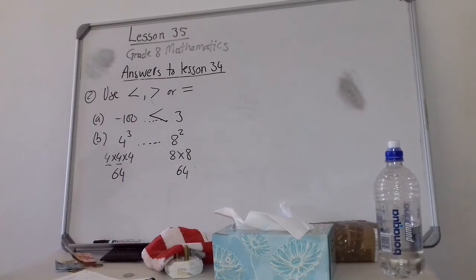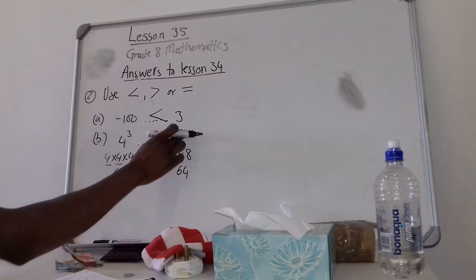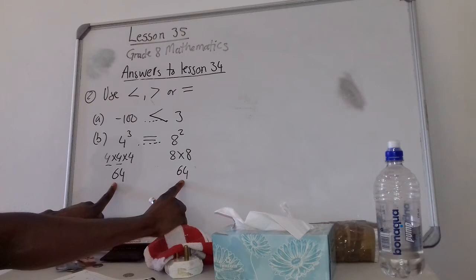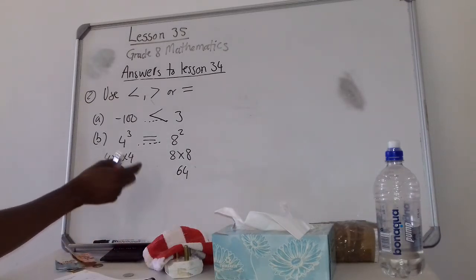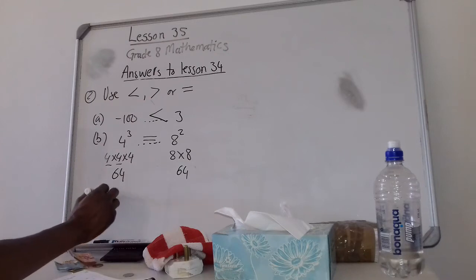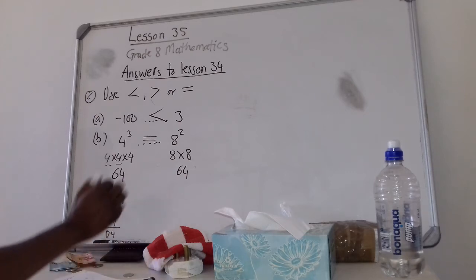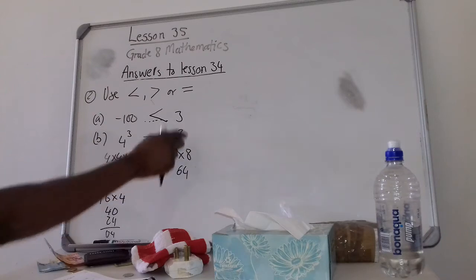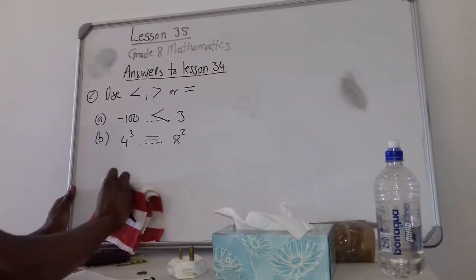So these two numbers, 4 exponent 3 and 8 exponent 2, are equal because they are both equal to 64. Again, 4 times 4 is 16, and 16 times 4 is 40 plus 24, which gives you 64. That's why 4 exponent 3 is 64 and 8 exponent 2 is also 64. That's how you do it.